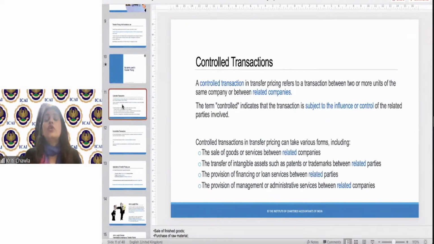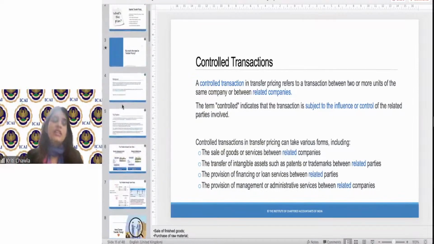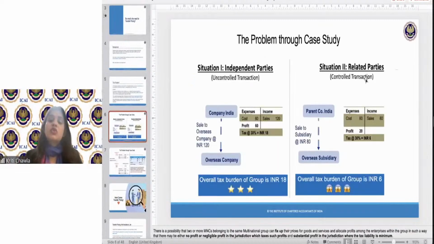The first one is, what exactly is a controlled transaction? Well, in very, very simple terms, whenever there is a transaction between related parties, we call it a controlled transaction. So in this particular example, the controlled transaction is situation 2. Why do we call it a controlled transaction? Because it is a transaction between related parties, as in a transaction between parent and subsidiary. We just call it a controlled transaction.